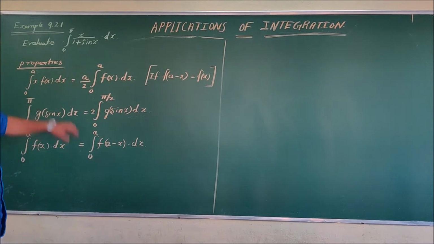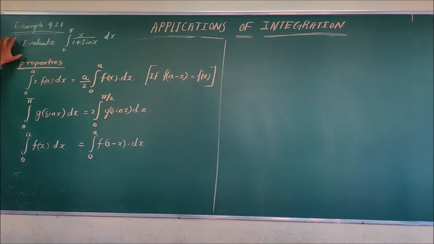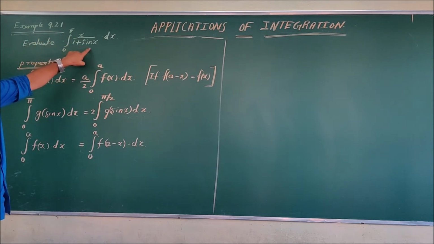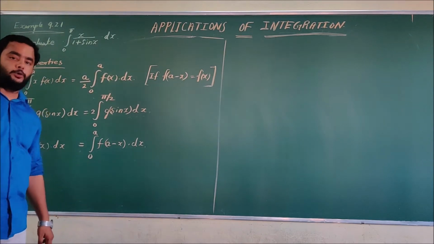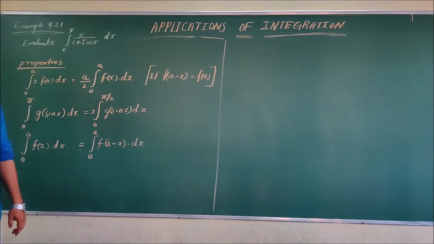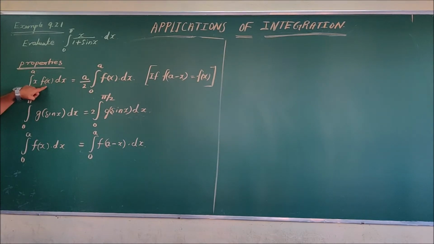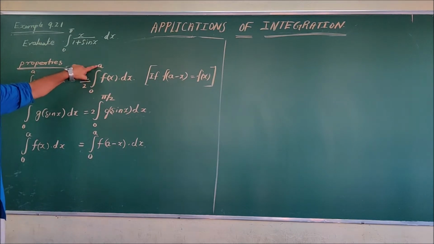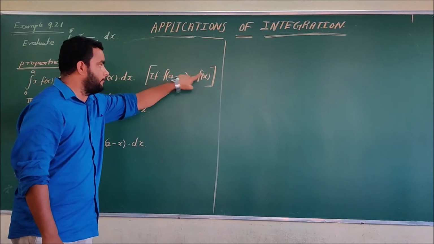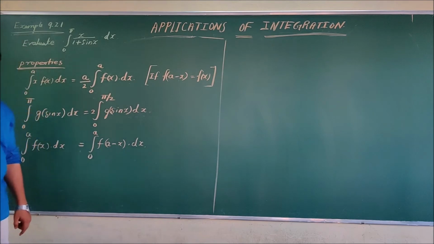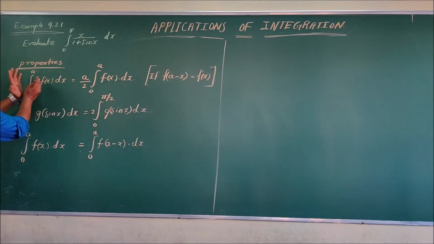The next problem is example 9.21, that is, evaluate the integral of 0 to pi, x by 1 plus sin x, into dx. Before we look into this problem, we need to know some basic properties. Property number 1: the integral of 0 to a, x into f of x into dx, is equal to a by 2 times the integral of 0 to a, f of x into dx, if f of a minus x is equal to f of x.